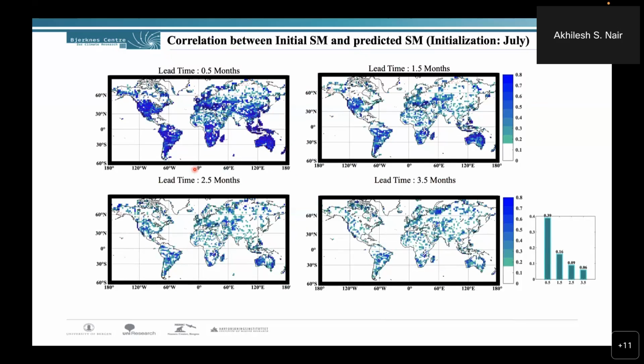For this first case, we tried to check how the initial condition affects the soil moisture memory. Here we are trying to find the correlation between the initial soil moisture and the predicted soil moisture. We could see that at 0.5 month, roughly 15 days, the initial soil moisture condition is highly correlated with the predicted soil moisture, and as soon as we increase the lead time, the correlation decreases. On the right side we have a plot of the spatial mean. At 0.5 month lead time the correlation is 0.4, but at 3.5 months it is almost negligible, like 0.06.